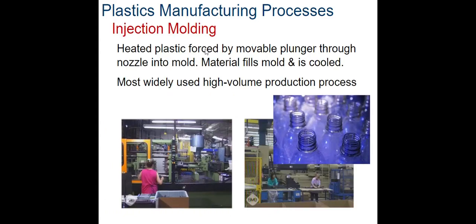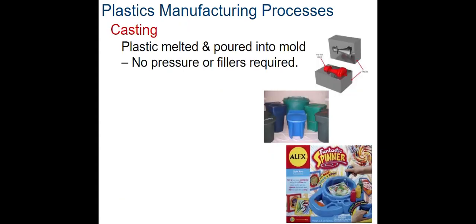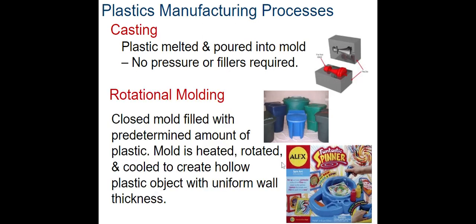Plastics manufacturing. It can also be made using injection molding. That's how typically bottles like this get manufactured, by heating the plastic, and then there's a movable plunger. Then the material fills inside it, and it gets cooled again for high volume processes. Casting is where you take plastic and melt it and pour it into a mold, such as this chest piece right here. Typically, recycling and garbage cans are made using a casting process.